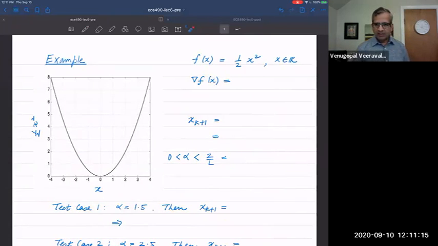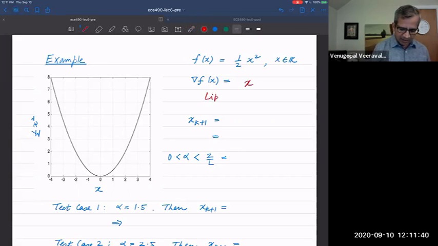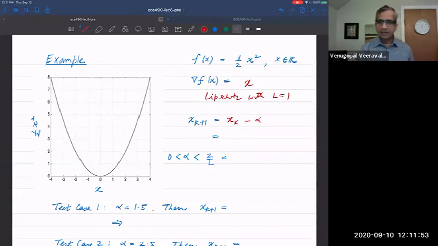So let's actually do some examples here. First, let's look at a very simple example, a quadratic, and see what gradient descent does with a fixed step size on a quadratic. In this case, the gradient of f is just x, and this is Lipschitz with L equal to 1.